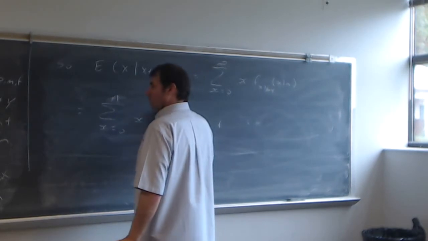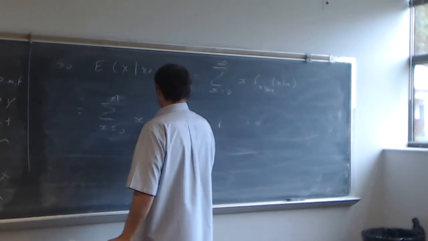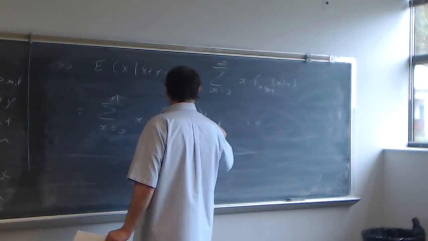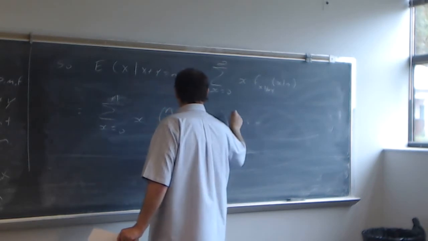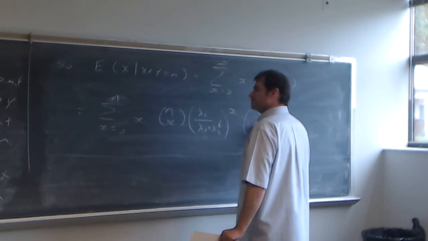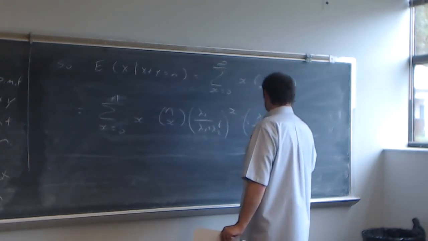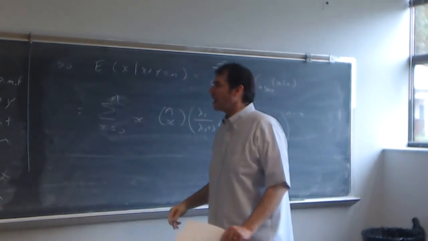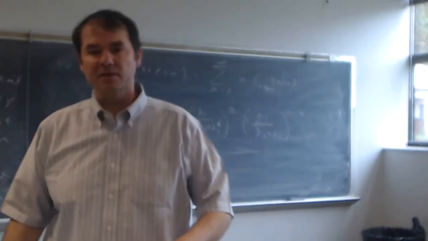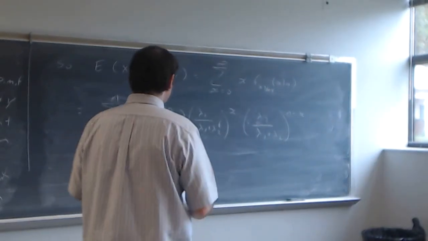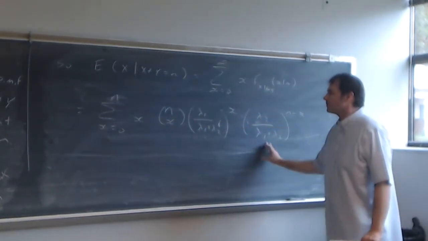X times, here this was n choose x, lambda sub 1 over lambda sub 1 plus lambda sub 2, raised to x, times lambda sub 2 over lambda sub 1 plus lambda sub 2 raised to n minus x. And here, you know, I made a mistake on this other side of the board. I said parameters n. You know, that was right. Everything's good. Okay, so this is correct.